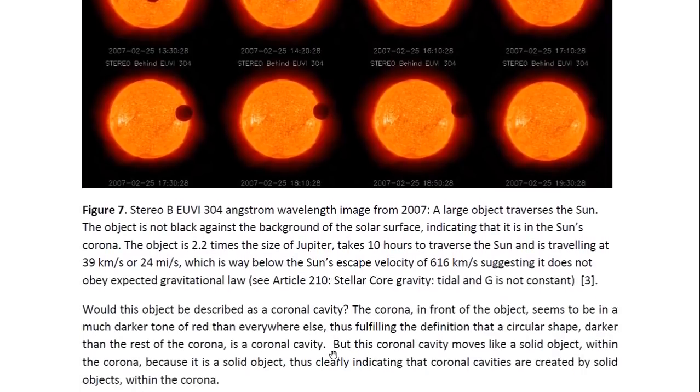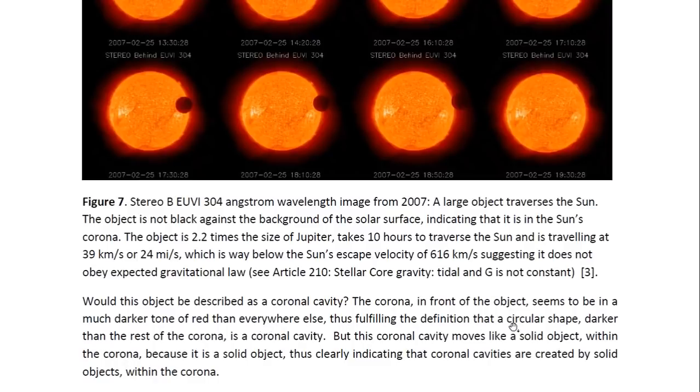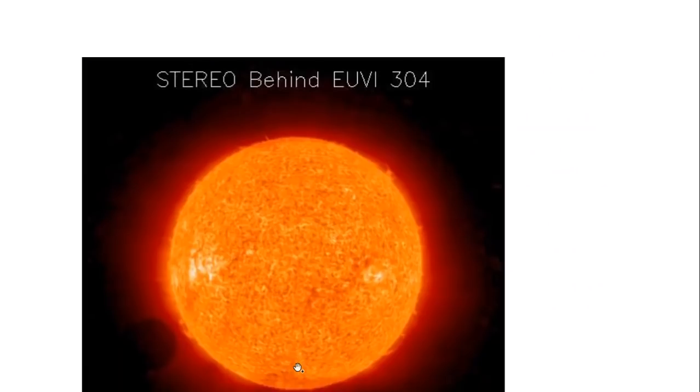So it does fulfill the definition of a coronal cavity, which is a circular shape that is darker than the rest of the corona. But this coronal cavity moves like a solid object within the corona, because it is of course a solid object, thus clearly indicating that coronal cavities are created by solid objects within the corona.